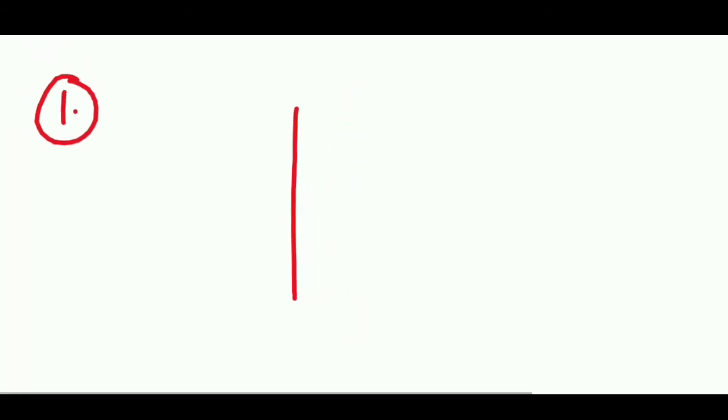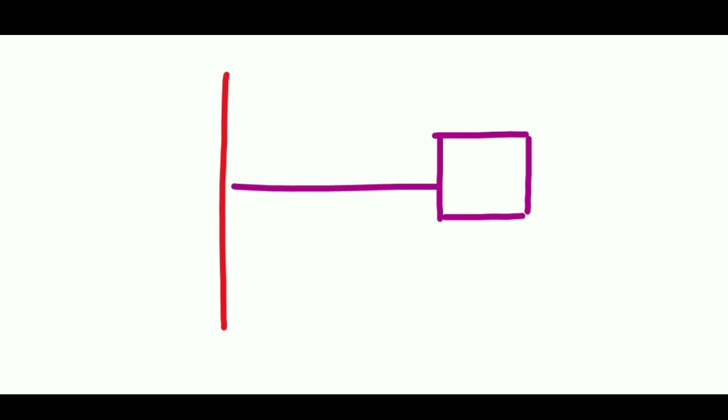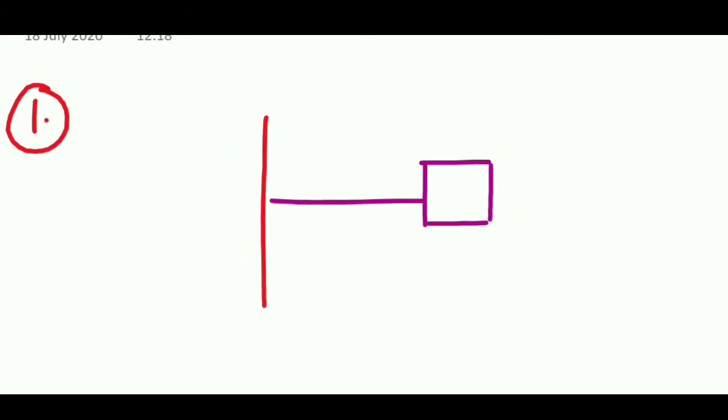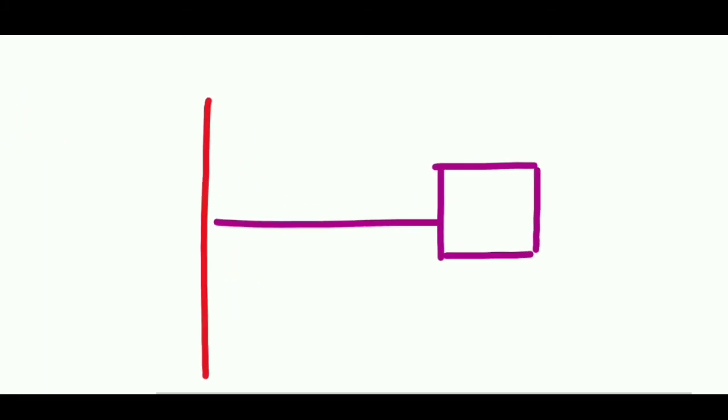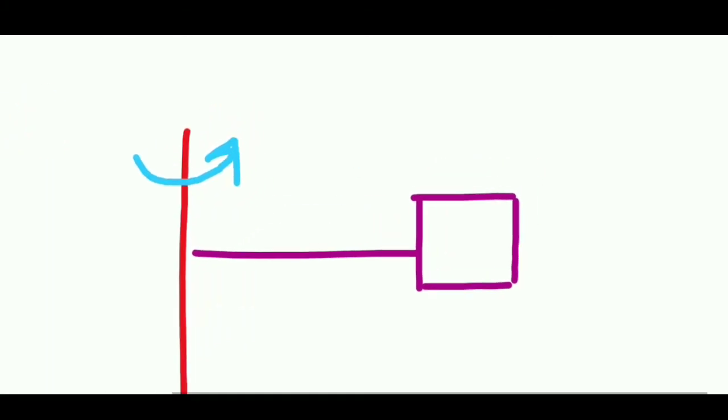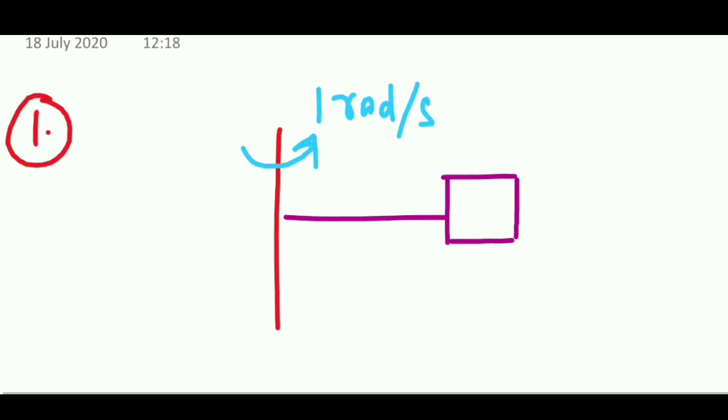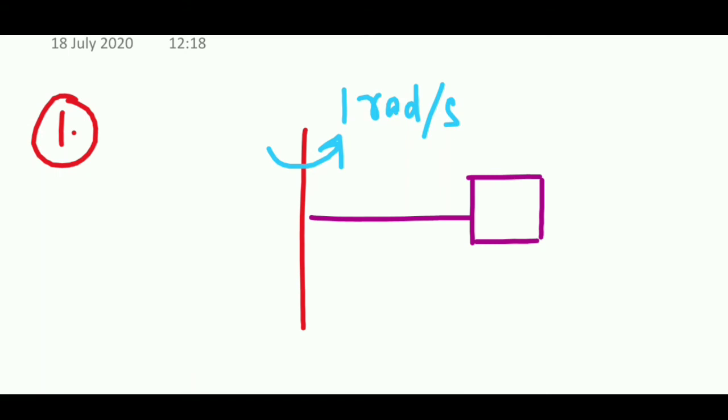So the first question which we have over here is, we have been given an erect rod. On this erect rod, we have attached one rope, and on this rope there is an attached block. This rod is erect, and this rod is rotating with a constant angular velocity of 1 radian per second.